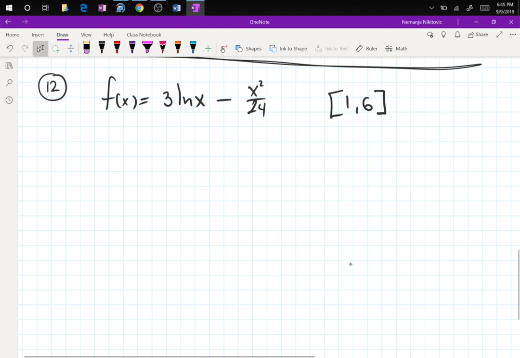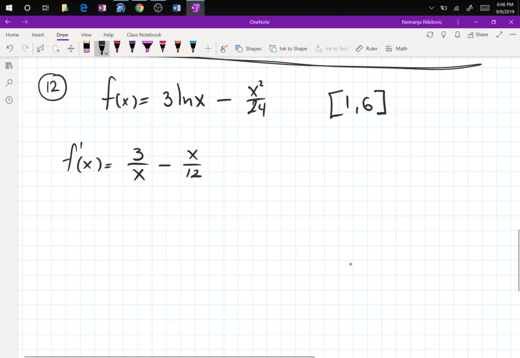Now we know to calculate length of curve, we saw the formula. We need to find the derivative of the function and then plug that under the radical: 1 plus that derivative squared, and then do the calculation. So this is pretty much just grind, right, to do the work. We start with the derivative. You always start with the derivative. So f prime of x is equal to 3 over x, because derivative of ln is 1 over x, and then you have times 3, minus the derivative of x squared is 2x, and then that 2 will cancel 24, so you have x over 12.